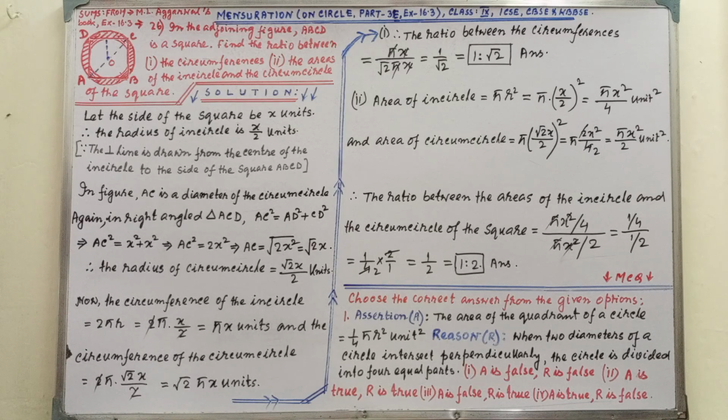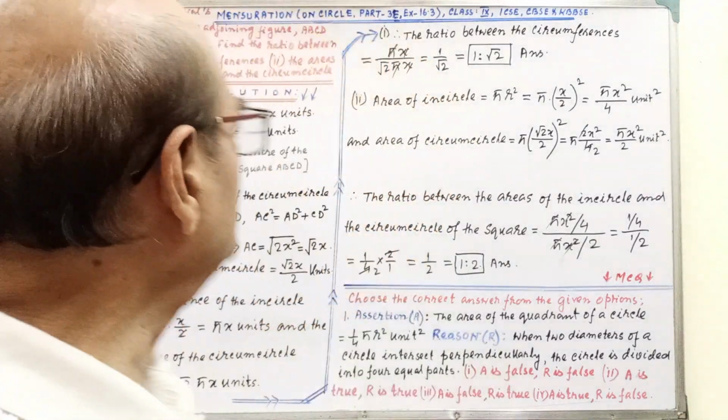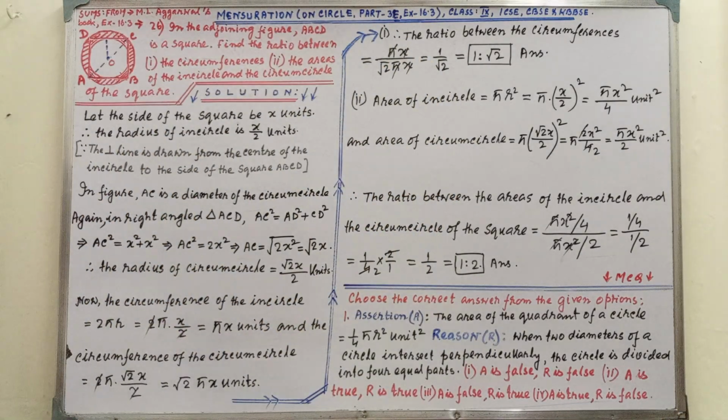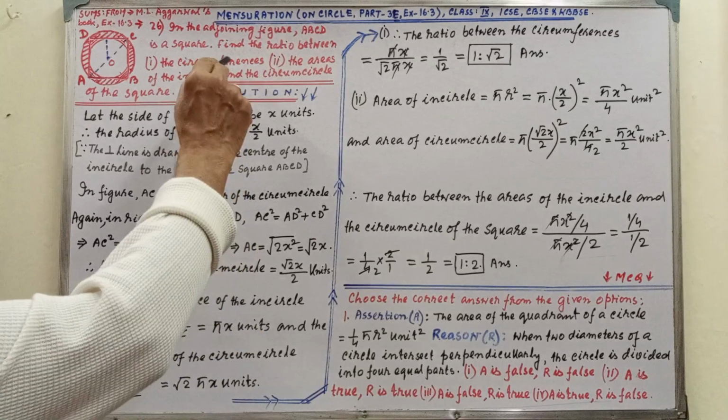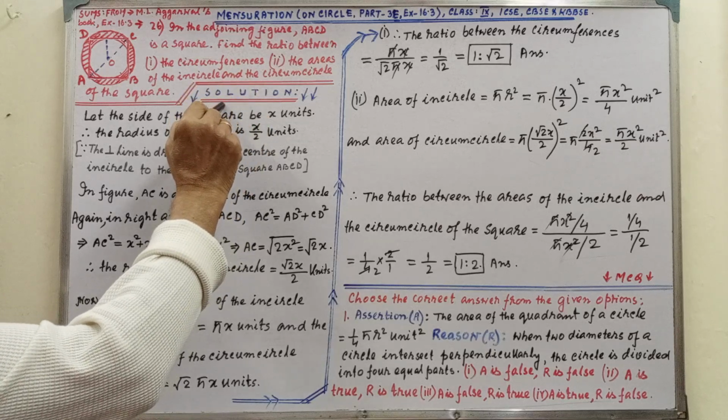Today for class 9, ICSE, CBSE and West Bengal board also. Mensuration or Circle, Part-3E. That means you have already got more lessons, you must go through that lesson. Now please pay your attention on the board. Sums given from ML Agarwal's book, exercise 16.3, sum number 26. You will get the sum in your book and here also it is written clearly. Now pay your attention on the solution.